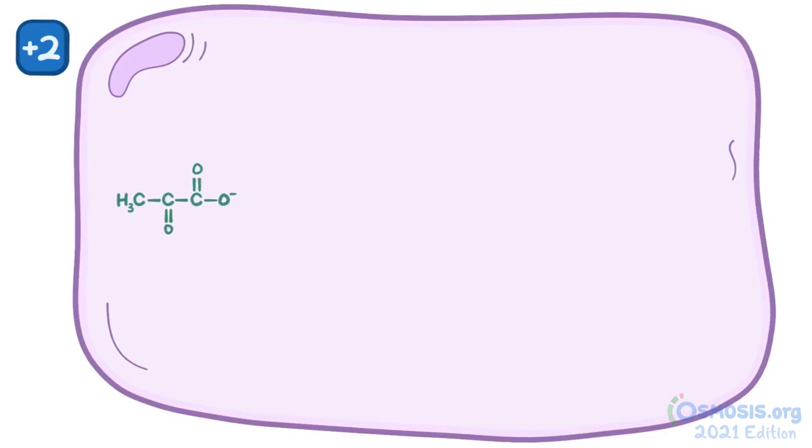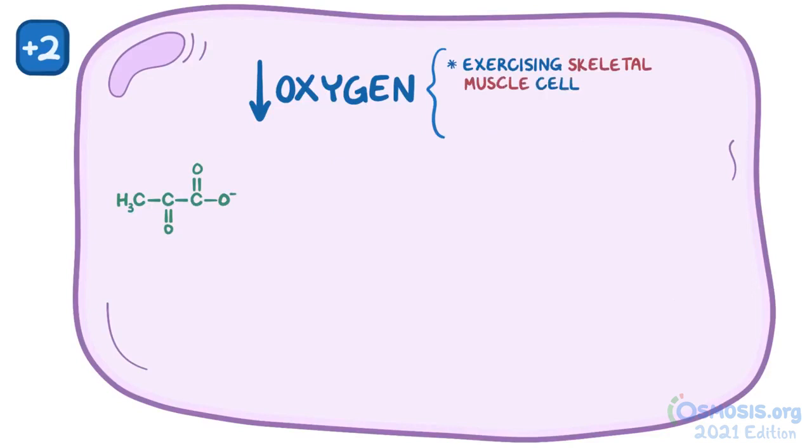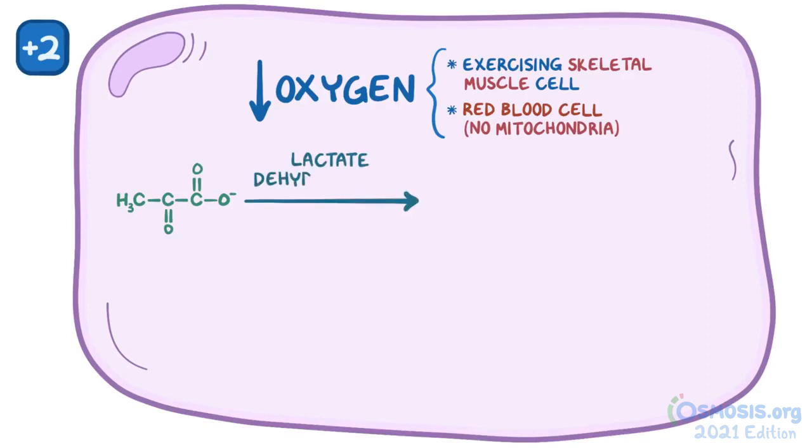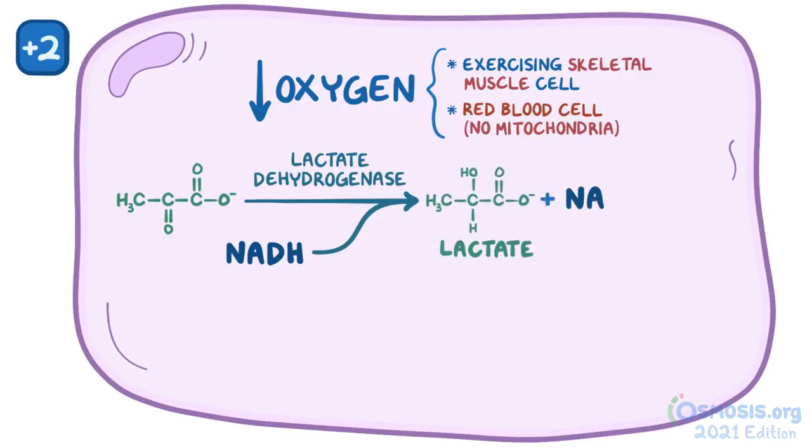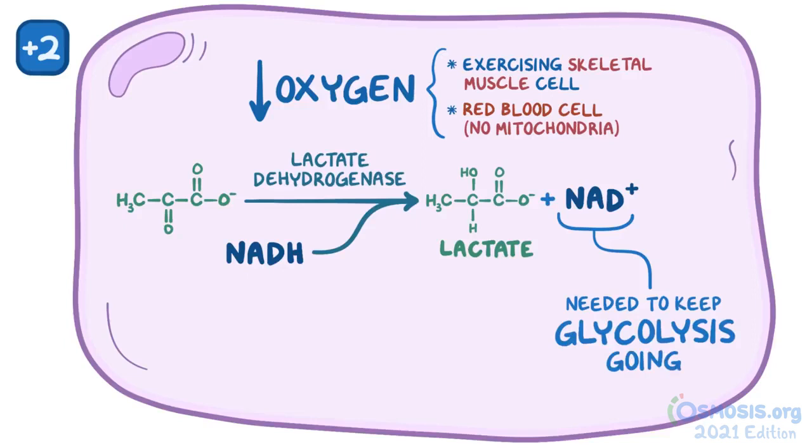Now, some cells don't have access to sufficient oxygen, like an exercising skeletal muscle cell or a red blood cell that lacks mitochondria. In those situations, the cell can use the enzyme lactate dehydrogenase to remove hydrogen from an NADH molecule and give it to pyruvate, making lactate and NAD+ as a byproduct. NAD+ is crucial because it's needed to work with G3P dehydrogenase and keep glycolysis going.